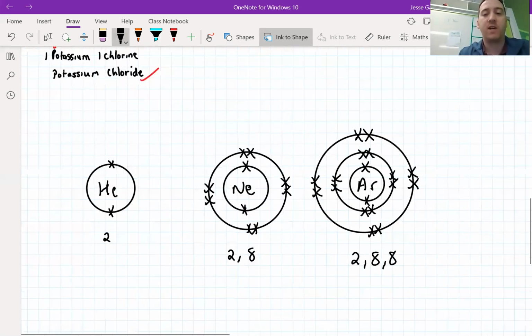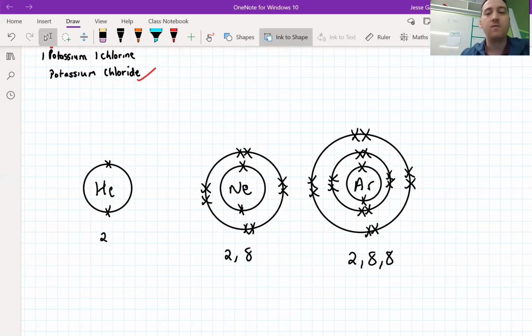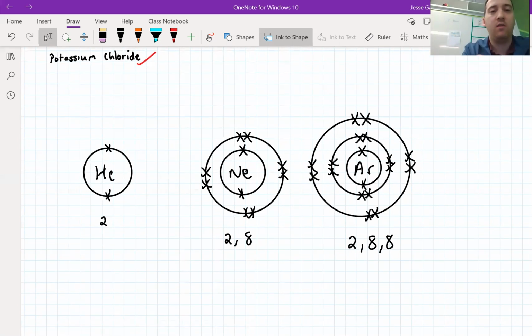Now there's something very special about the structures of these atoms. These atoms are extremely stable. This is because if you look at the outermost shell, helium has only 1 shell with 2 in it, so it's got a full shell. Neon has 2 shells, and in the outer shell it's got 8, which is the most that the second shell can hold. So it's got a full outer shell. This one also has 8 in the outer shell.